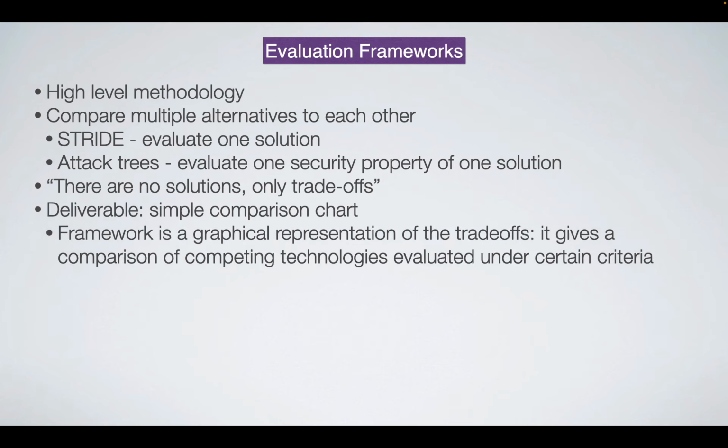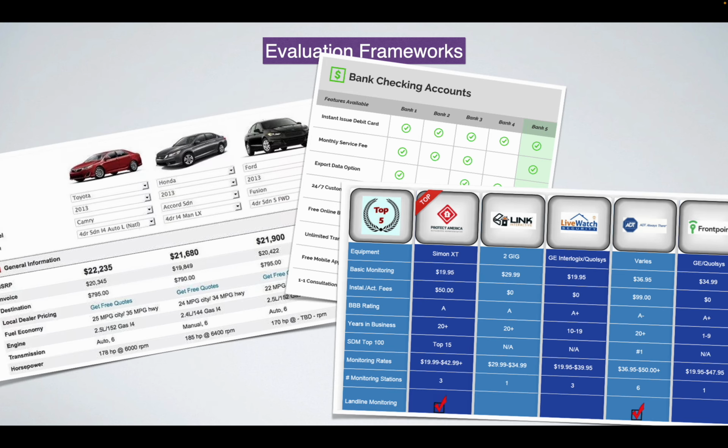The deliverable of an evaluation framework is a comparison chart, and you'll see it a lot. It compares all the different alternatives, and then you have a set of properties or criteria that you compare them against. The deliverable is not anything that you have never seen before. You see comparison charts all of the time, right?